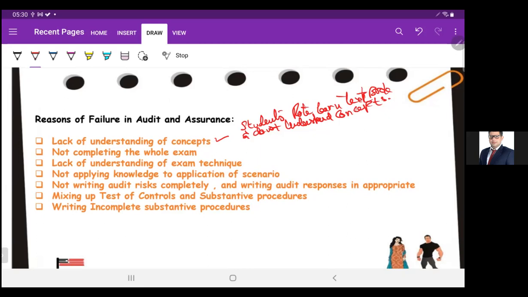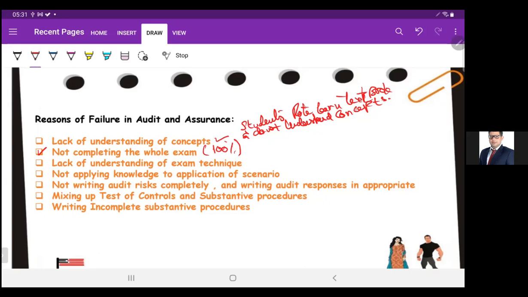the exam. Another reason is not completing the whole exam. That means they are not completing 100% of the exam. This is one of the reasons of failure in Audit and Assurance because, for example, if you attempt 80% of the exam, then you will get marks out of 80, not out of the 100. Obviously, that will reduce your chances of passing.